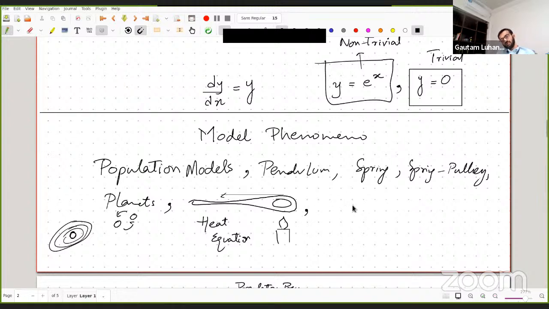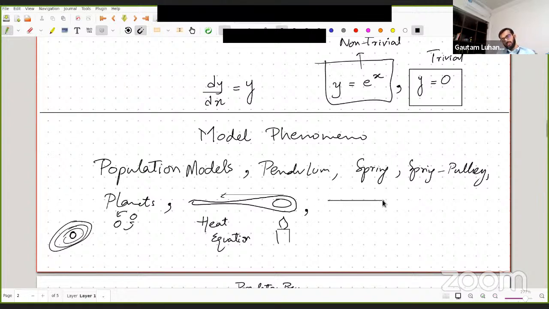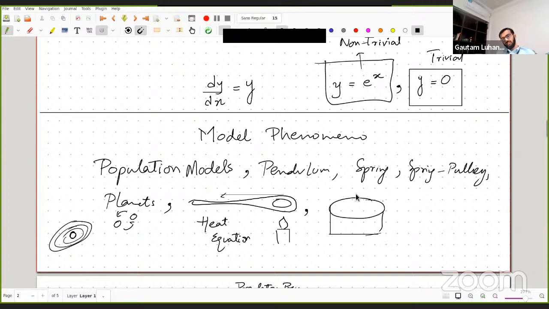Suppose you had a pond or a bucket with some fluid, and if you were to drop something in the middle, what kind of wave would you generate and how would it travel across? That's modeled by a wave equation. And all of these are differential equations of some kind.